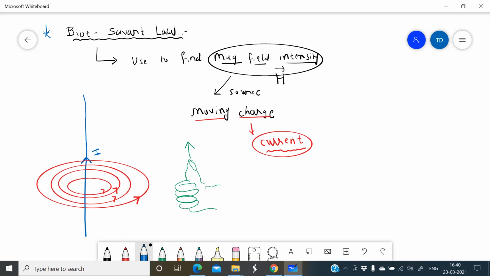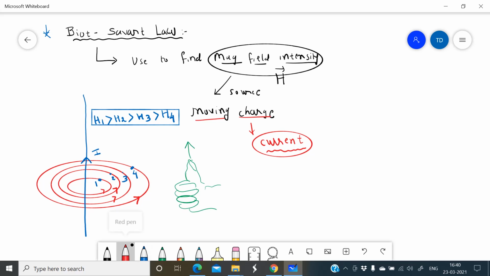As we know, at the nearest point of the wire the magnetic field is maximum, and at the farthest point of the wire the magnetic field is minimum. I will write points 1, 2, 3, and 4. At the first point the magnetic field is more compared to the second, third, and fourth points. At point 4 the magnetic field is minimum. So we can say the magnetic field intensity H decreases with distance.